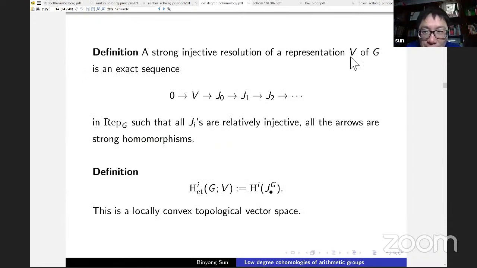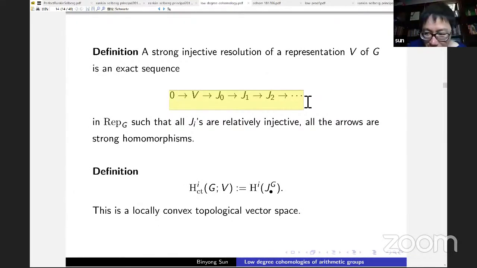Then for every representation V of G, a strong injective resolution of V is a sequence of representations of G such that all of J0, J1, J2, and so on are relatively injective, and all the homomorphisms here are strong homomorphisms. This is called a strong injective resolution. We know that every representation has such a resolution, similar to the usual homological algebra.